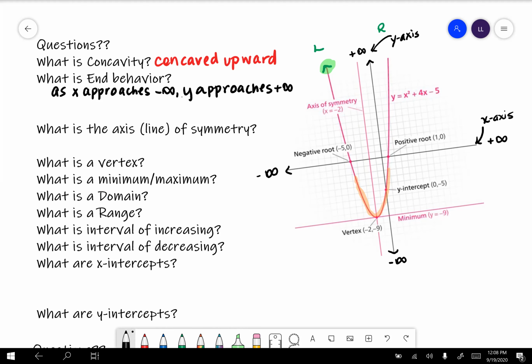Now let's talk about what's happening on the right-hand side. The way we say right-hand side mathematically is as x approaches positive infinity. What are the y coordinates doing at the end as x approaches positive infinity? If we go to the right-hand side over here, if this graph were to continue on forever and ever in this direction, it would also go off to positive infinity at the ends. And that's how you determine concavity.